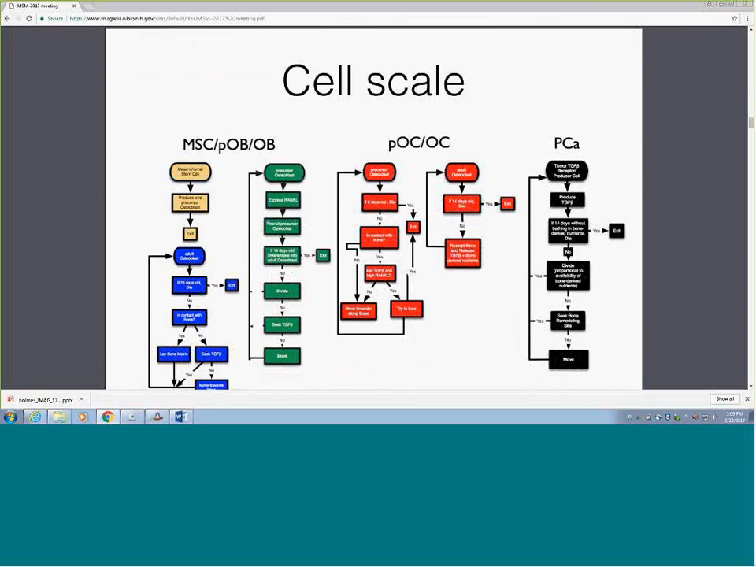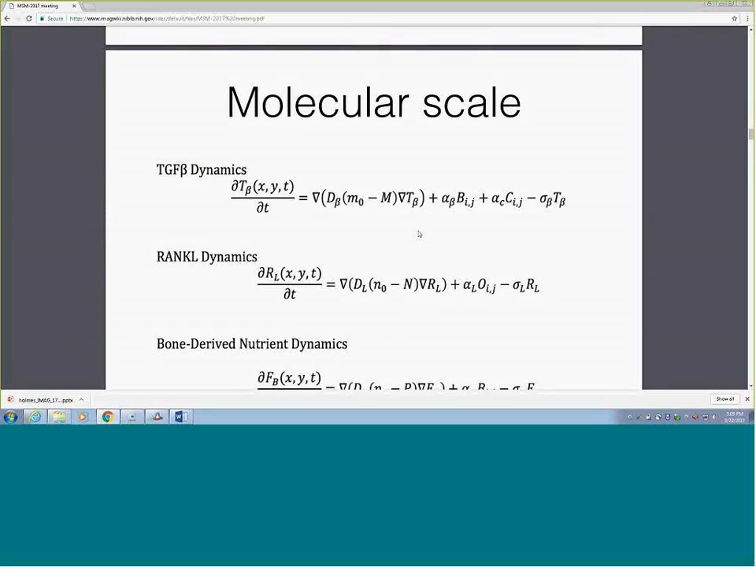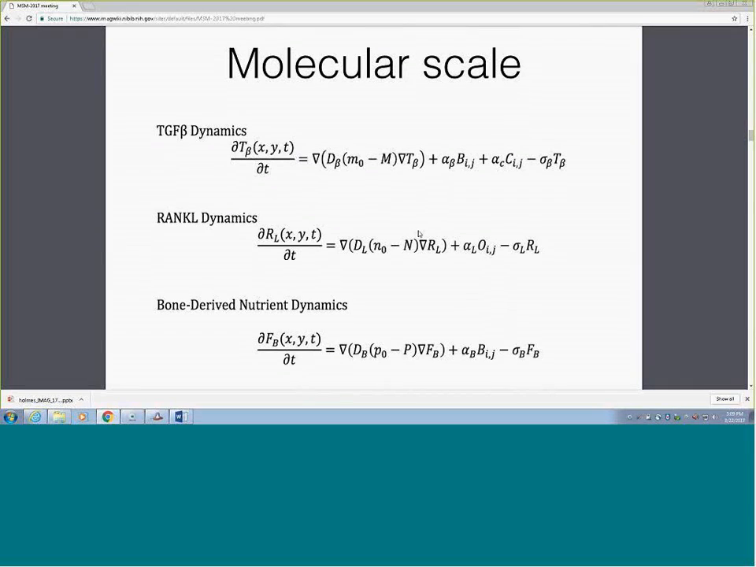So being a multi-scale model, we model the cell scale in a different way than the molecular scale. The cell scale is an agent-based model, better described in terms of this flowchart rule-based system that applies to all the five cell types incorporated into the model. The molecular scale is described by partial differential equations that describe key signals exchanged between the cells in normal context, but also in the cancerous context, like TGF-beta, RANK ligands, and other bone-derived factors that are released in the process of bone homeostasis and bone remodeling.